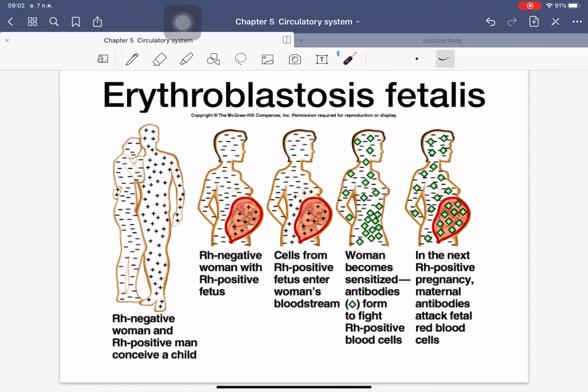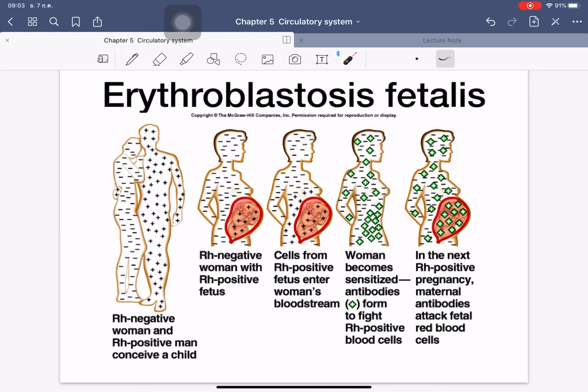The name of this disease is erythroblastosis fetalis. The problem occurs with a female who is Rh negative and a male who is Rh positive. The problem goes to the baby. If the baby is Rh positive for the first time, the Rh positive blood will enter the body of the mother, and the mother will produce antibody D. So the first baby with Rh positive shows nothing, they are normal.